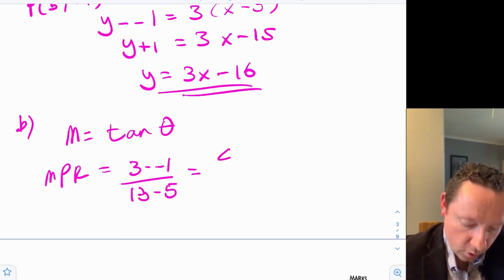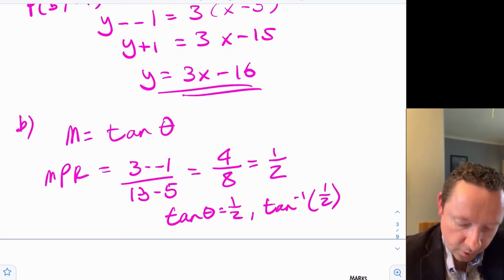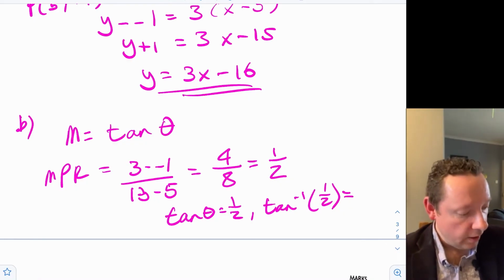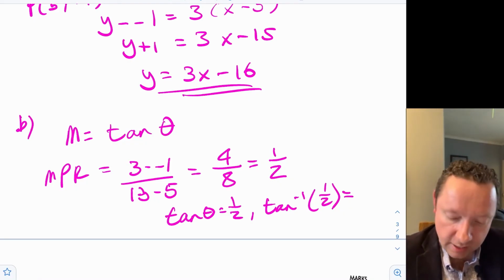That gives me 4 over 8, which is 1/2. So our tan theta equals 1/2. So the inverse tan of 1/2 equals, using a calculator, you get 26.565 or 26.6 degrees. And we're done there.